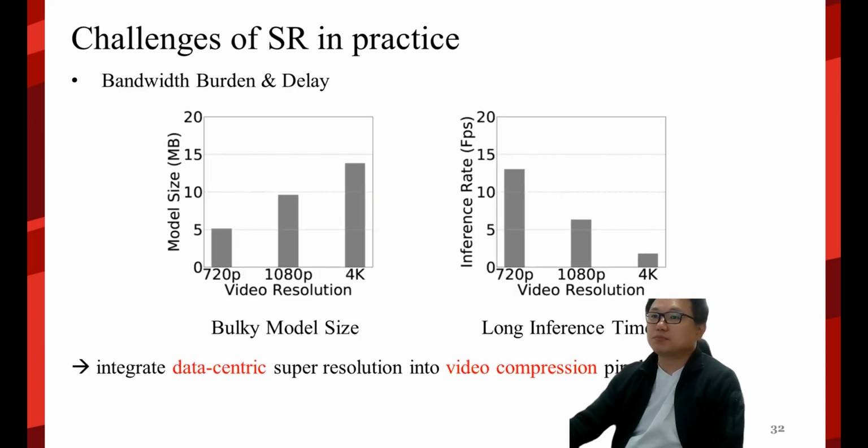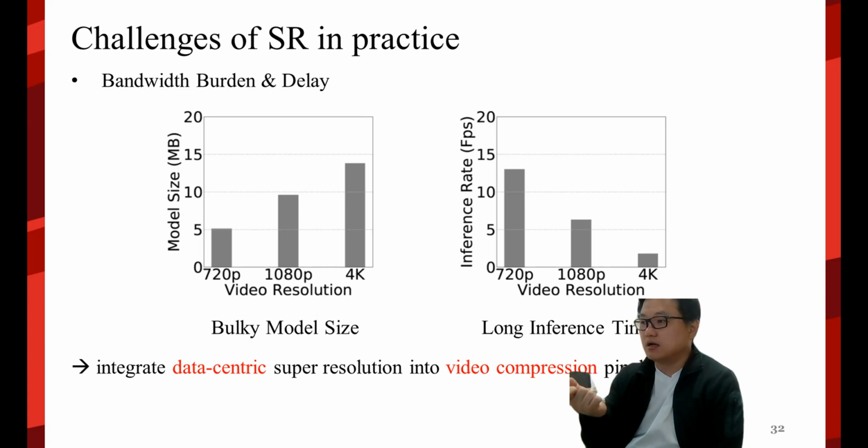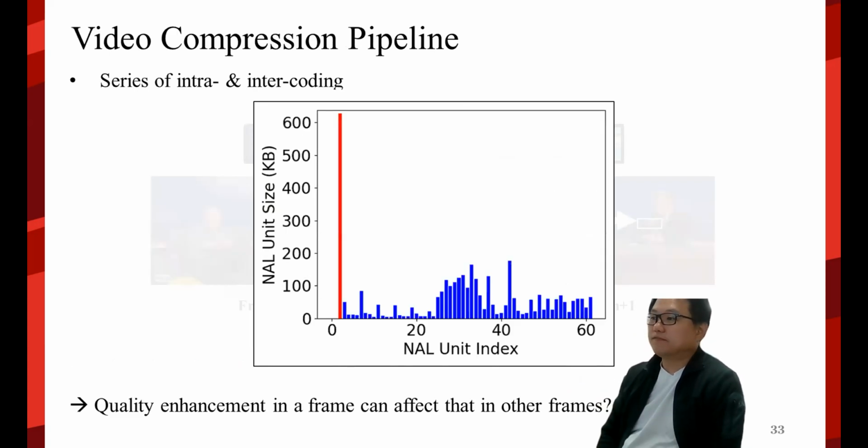So, the challenge of SR in practice: bandwidth, burden, and delay. Since I have a delay and a bandwidth limitation, if I can solve it on the client side, which means I download the low quality but can make it high quality, that's the magic. Okay. So I have to understand what video streaming data is.